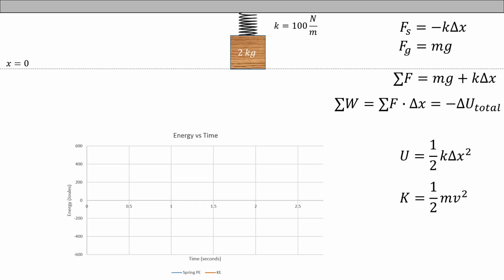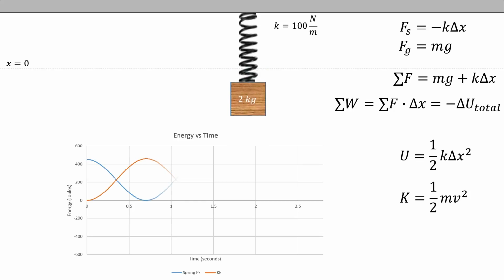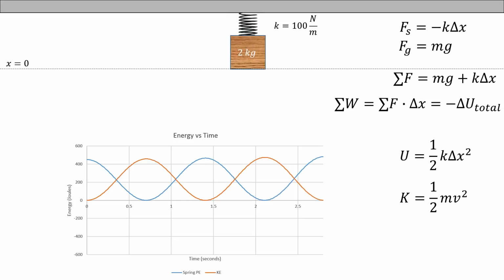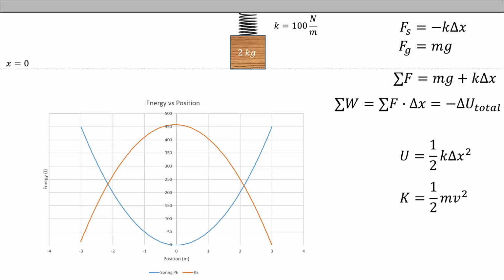The dynamics of the problem can be more easily seen if we instead plot the energy as a function of position. Notice that the total energy, K plus U, remains always constant, and the potential energy graph visibly shows a point of stable equilibrium at x equals 0.